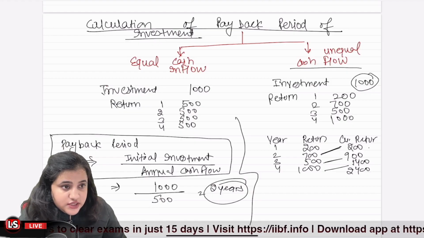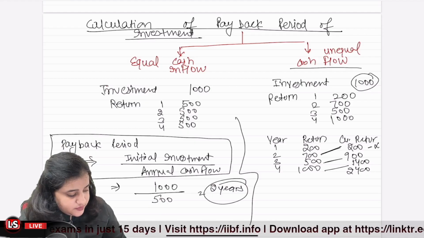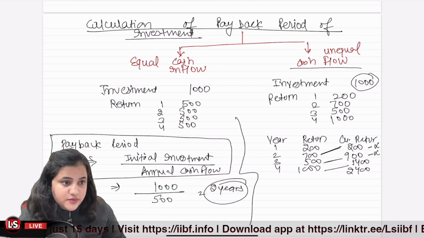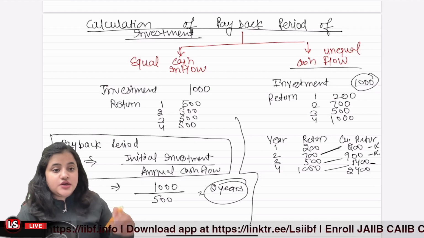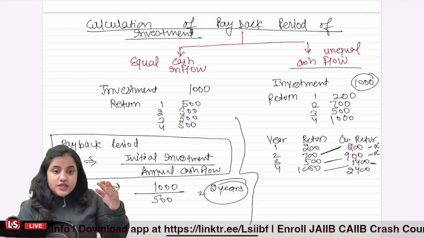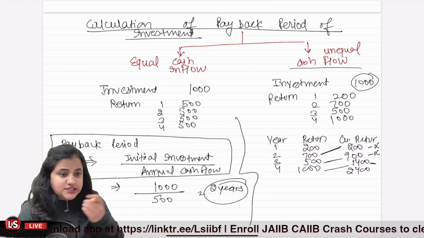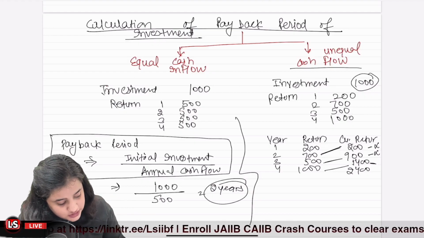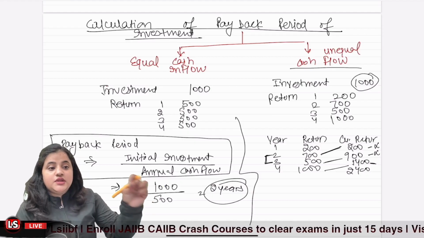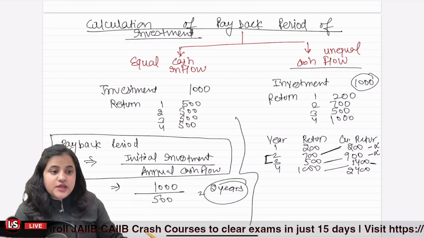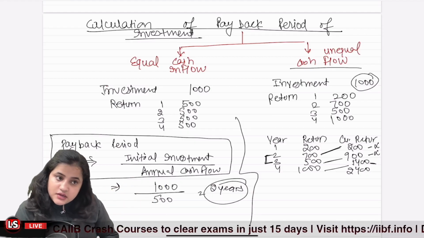So this is lower than investment. So this is not my payback period. This is also lower, not my payback period. But here my return is 1400 cumulative, higher than my initial investment. So what does it signify for me? That my initial investment will be covered somewhere around here. Between year 2 and year 3, my initial investment will be covered, right?